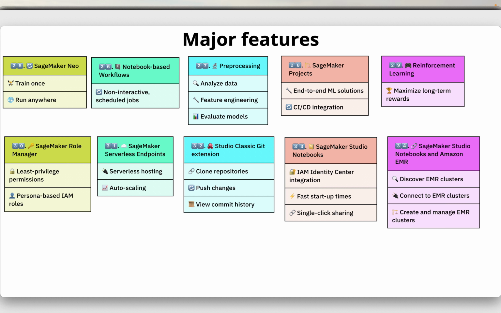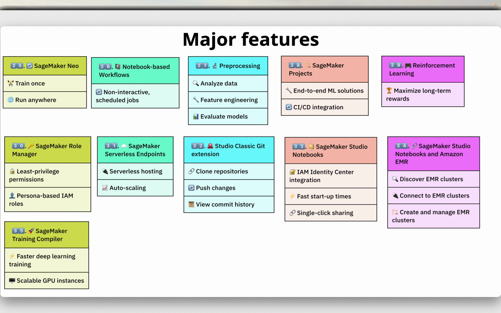SageMaker Studio Notebooks and Amazon EMR. You can easily discover, connect to, create, terminate, and manage Amazon EMR clusters in single account and cross-account configurations directly from SageMaker Studio. SageMaker Training Compiler. You can train deep learning models faster on scalable GPU instances managed by SageMaker.